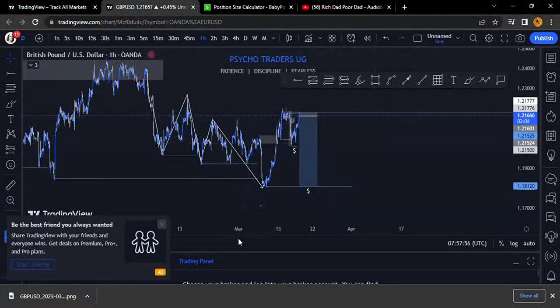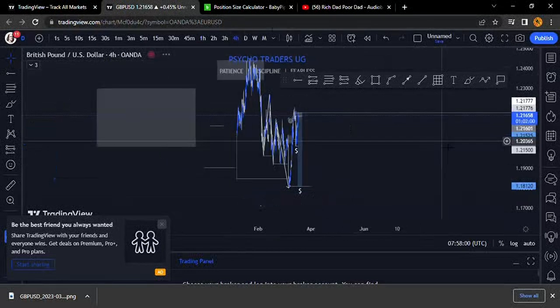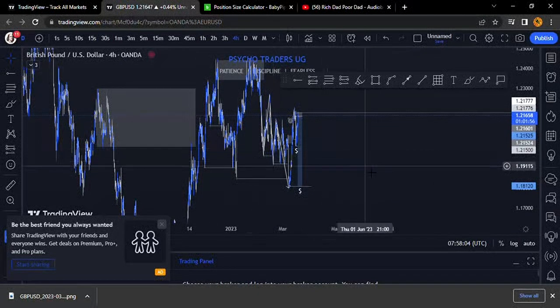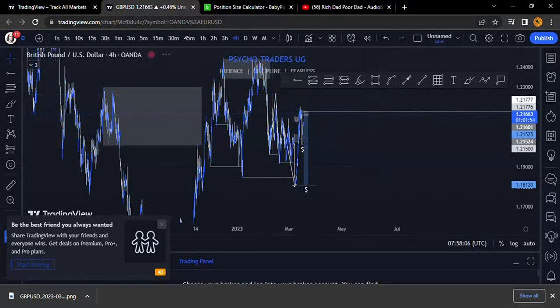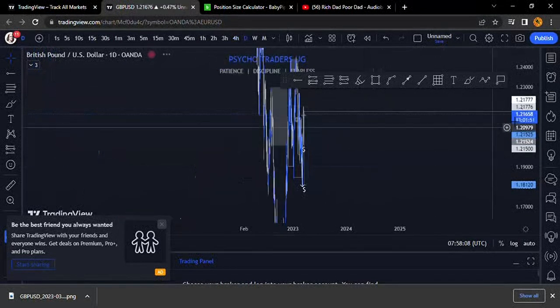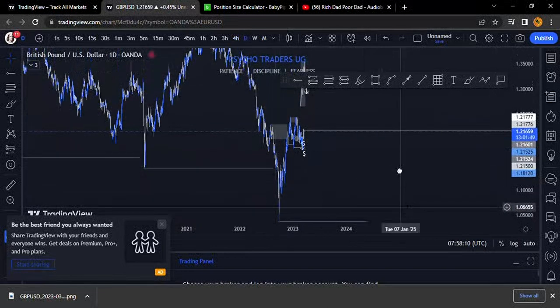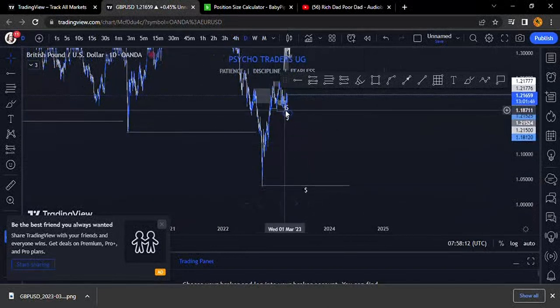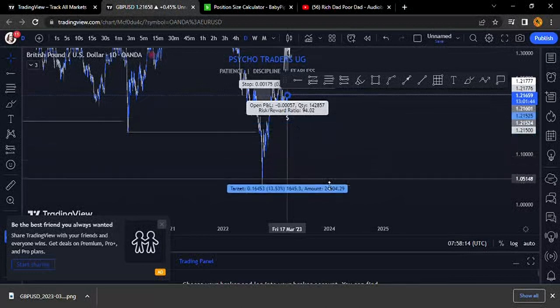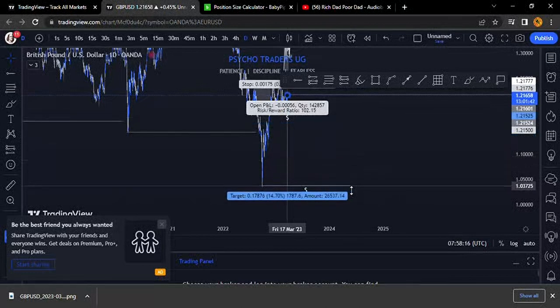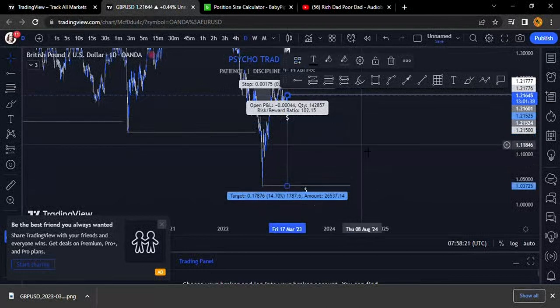As I showed you in the most recent video, price is redistributing to continue to this final low. So we may get a very big move to this low right here, and it will be something like 102 RR.